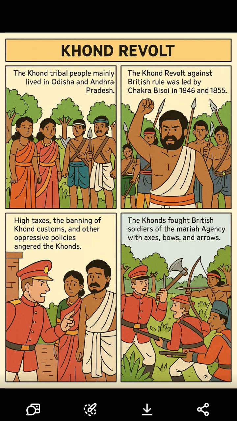Final recap. Aspect. Explanation. Who? The Kand tribal people of Odisha and Andhra Pradesh. When? 1846 and 1855. Why? British taxes, cruel landlords, banned tribal customs, and forced rules. Leaders: Chakra Bisoy, later Radhakrishna Dandasena. Weapons: tangi, bows, arrows, swords. Enemy: British and their Mariah Agency. Result: revolt crushed but showed strong tribal resistance.